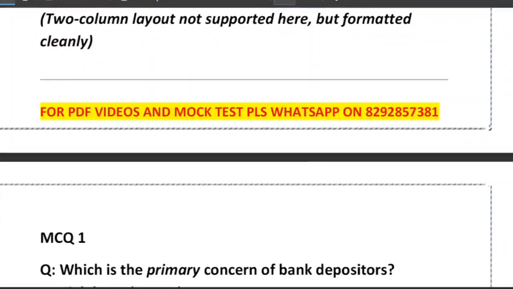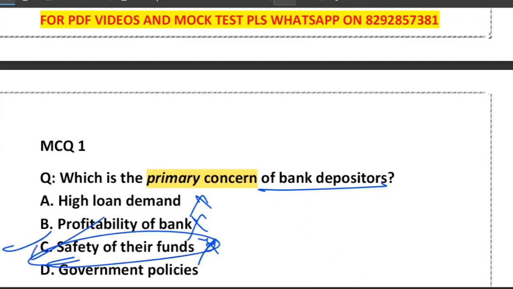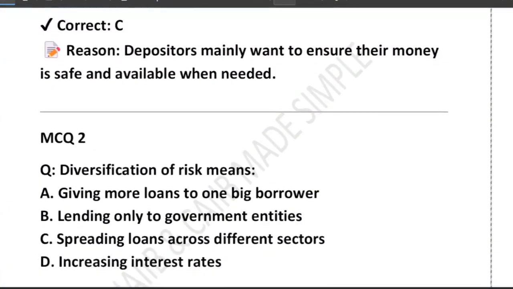So now let's do some MCQs. Now the question is, what is the primary concern of a bank depositor? Options they have mentioned: high loan demand, profitability of bank, safety of their fund, government policy. So the question is asking you about the concern. Obviously, high loan demand is not a concern. Profitability is never a concern. Safety, yes, obviously, safety is a great concern, right? So safety of their fund is the main concern of the bank depositor. Depositors mainly want to ensure that their money is safe.